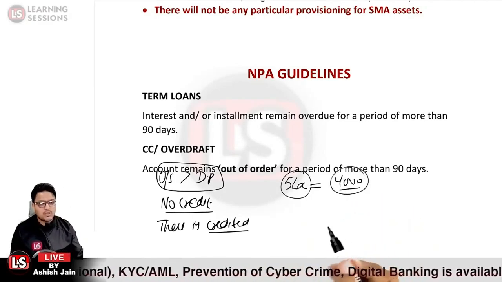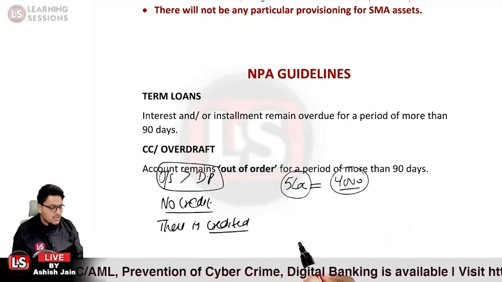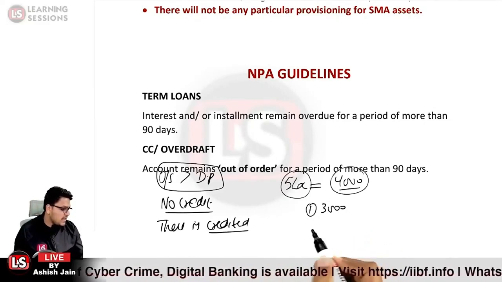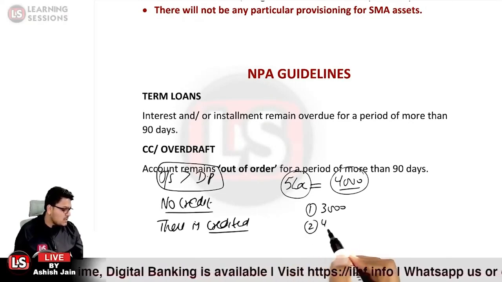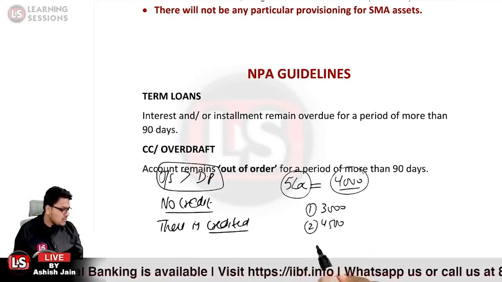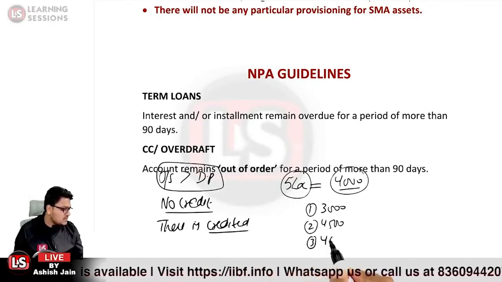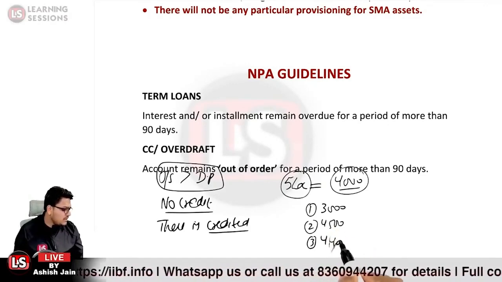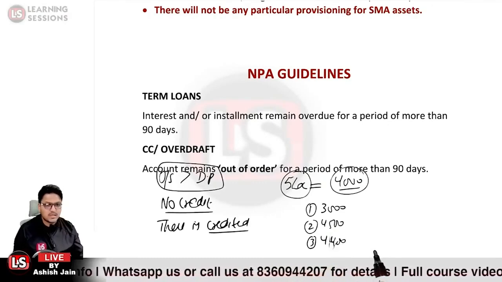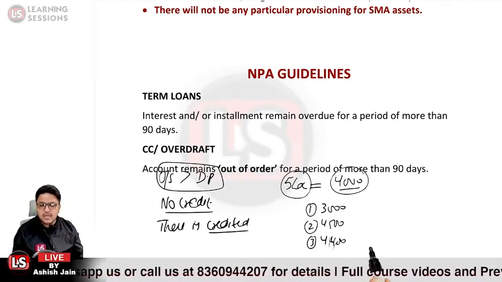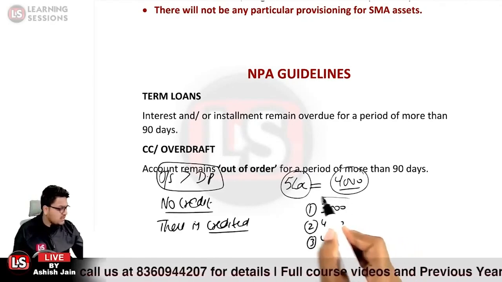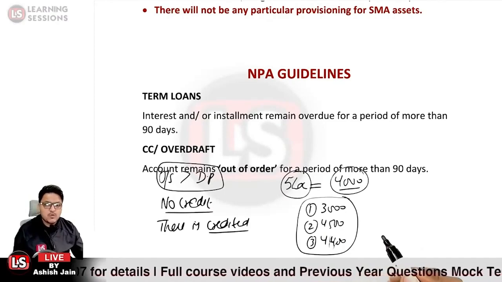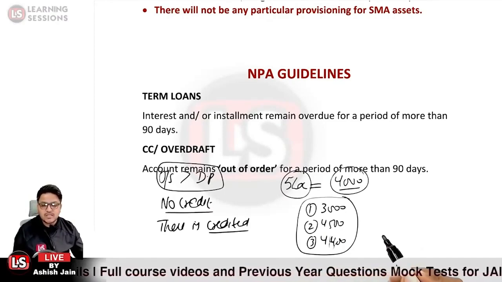Amount of rupees 4,000 is being charged, and the person deposited rupees 3,000 in the first month, rupees 4,500 in the second month, and rupees 4,400 in the third month. In that particular case, kindly confirm if the account will be classified as a non-performing asset or not.